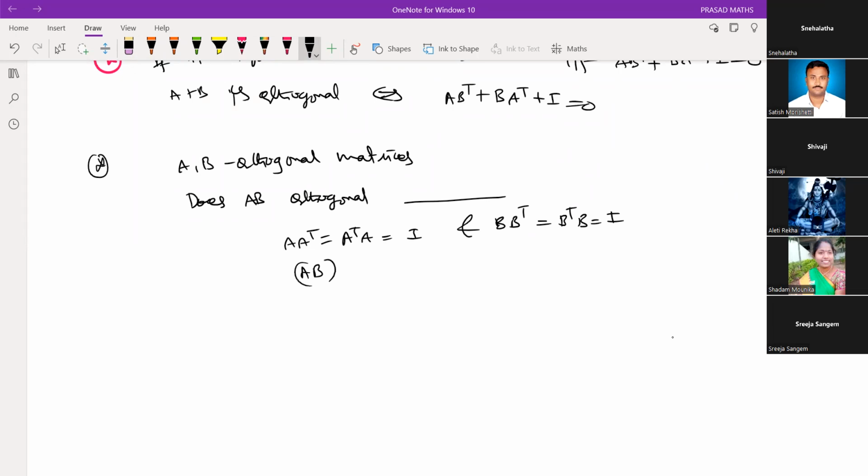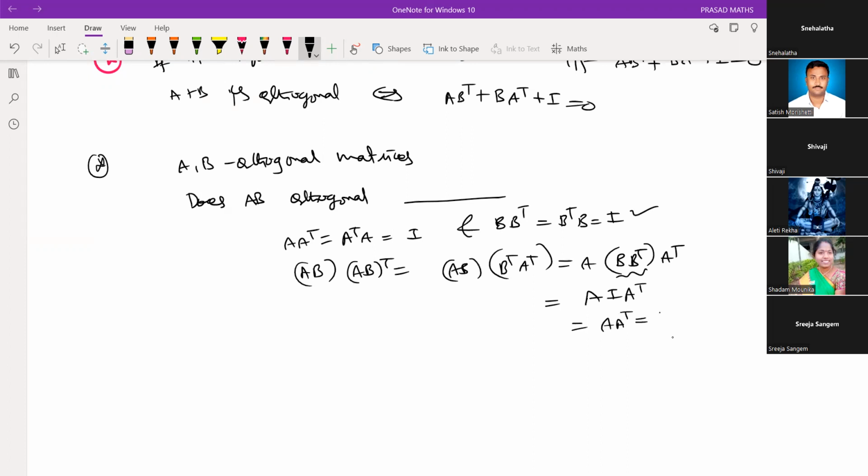So look at the definition. AB whole transpose is equal to, by the reverse law for the transpose, B transpose into A transpose. Matrix multiplication is associative, so this can be rewritten as B into B transpose into A transpose. Therefore, A into what is this? Identity matrix. So A into A transpose equals identity matrix. Similarly, one can check that AB whole transpose into AB is equal to identity matrix.